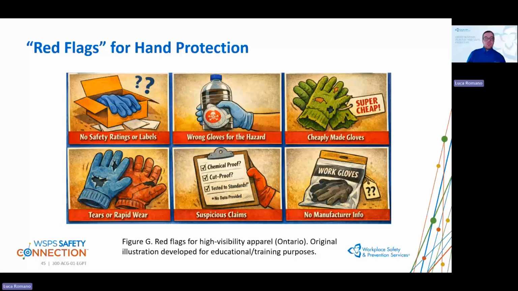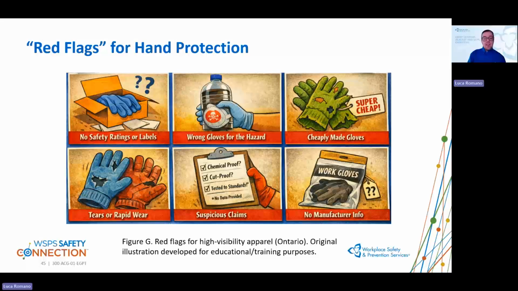Now, hand protection. This one is also a very important one, especially since hand protection can come in a lot of different shapes and forms. To start off, if there aren't any safety ratings or labels or standards that the hand protection is meeting, especially for the hazard type that you're looking for, that can be a red flag. If the gloves themselves are made cheaply, or they're not durable, poor quality, they tear or rip easily, that can also be a red flag.